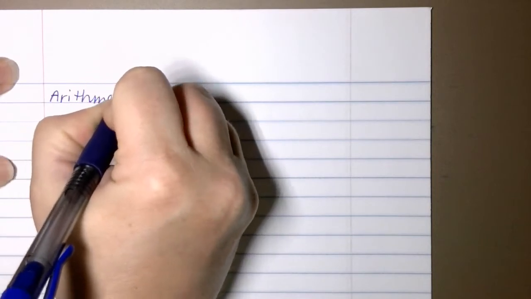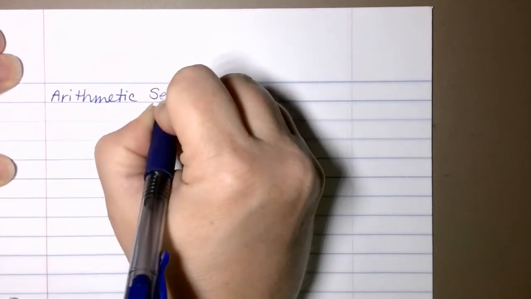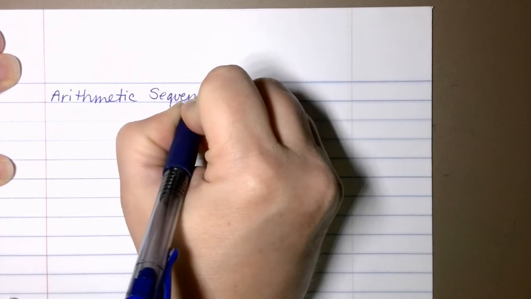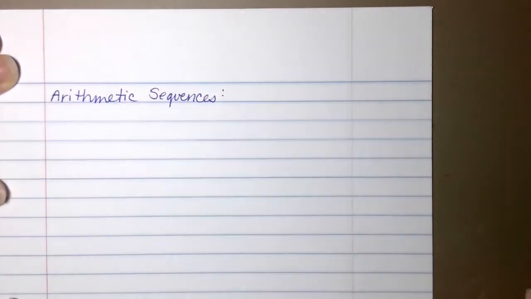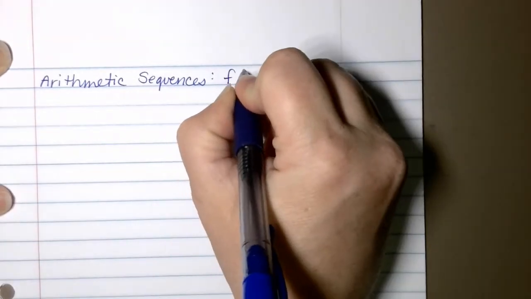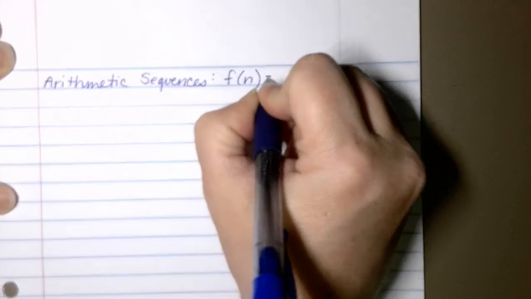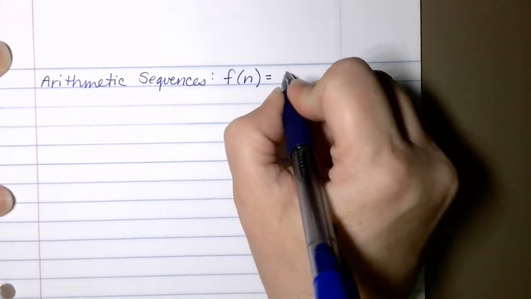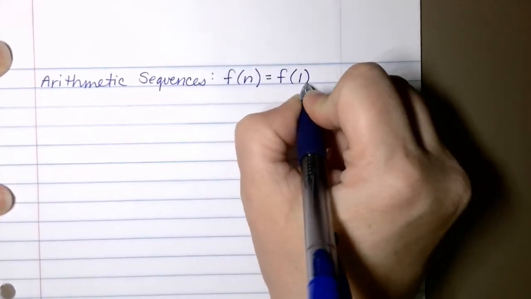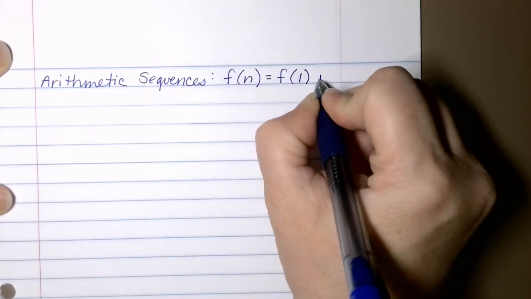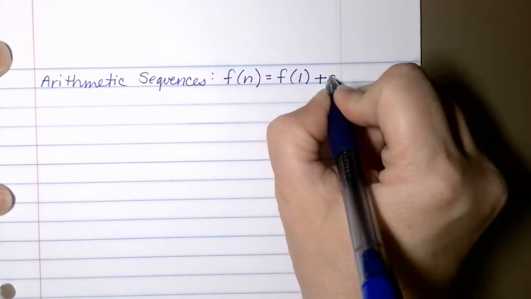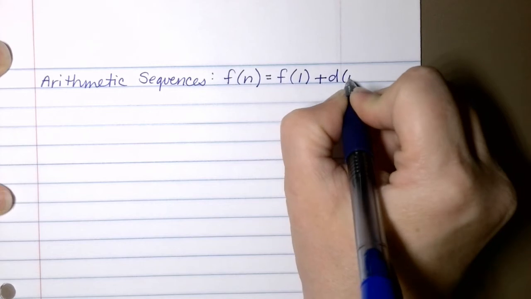We started off with arithmetic sequences. Do you remember the rule for the arithmetic sequences? f of n equals f of 1 plus d parentheses n minus 1.